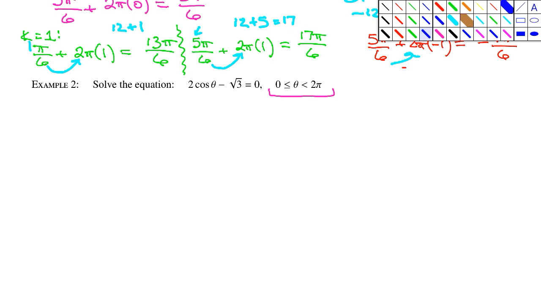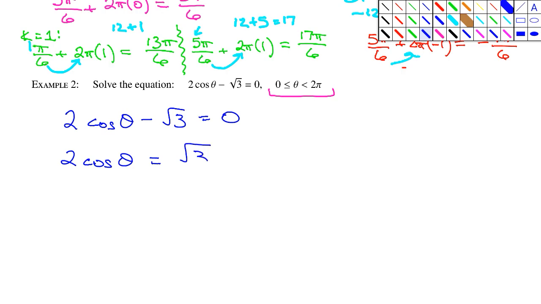Let's look at example 2. 2 cosine theta minus root 3 is equal to 0. So this would be 2 cosine theta minus root 3 equals 0. Move the root 3 to the other side. Divide both sides by 2.